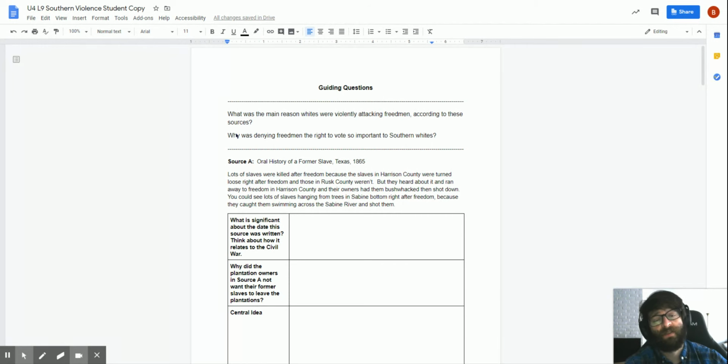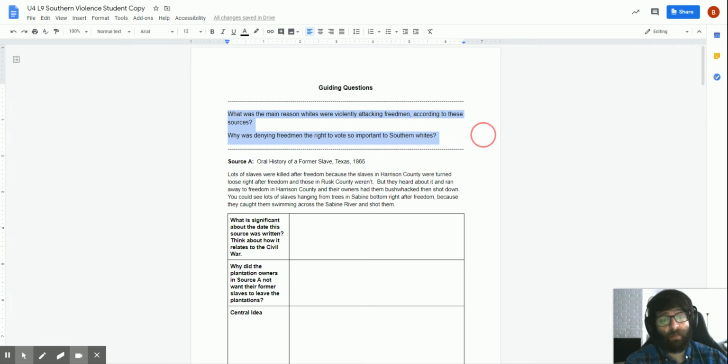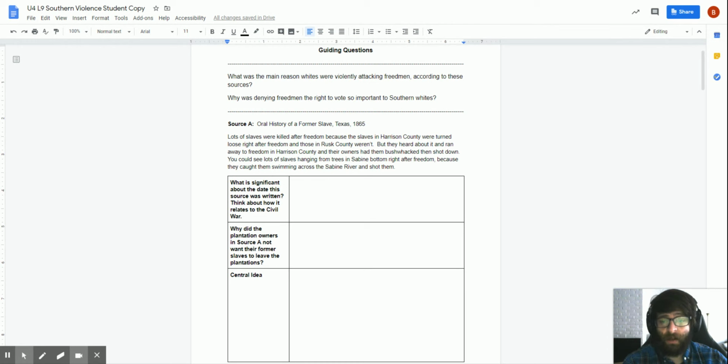Those two questions, if you can answer them, will make it so that when you go to the exit ticket, you've already done all the work that you need to do, right? Those are the two main components to answering the exit ticket effectively. So, as you go through your sources and complete the questions that go along with them, these two things are what you should always be coming back to and how you can tie your answers back to these two ideas.